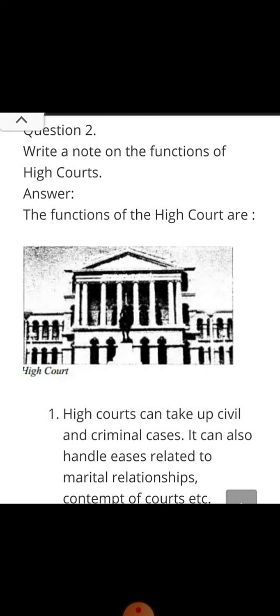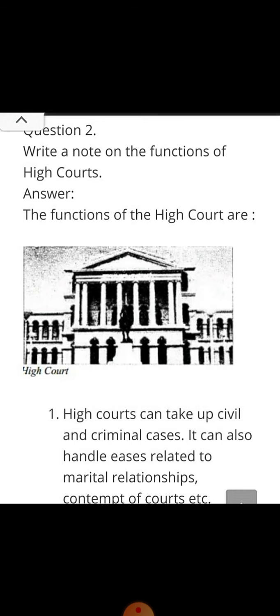Write a note on the functions of High Court. What are the important functions of High Court? Well children, High Courts can take up civil and criminal cases. High Court is going to deal with the civil and the criminal cases. So it can also handle cases related to marital relationships, contempt of courts, etc. The High Court is also going to give decisions for marital relationships, like divorces and court marriages. So in such cases the High Court is going to give the decision.